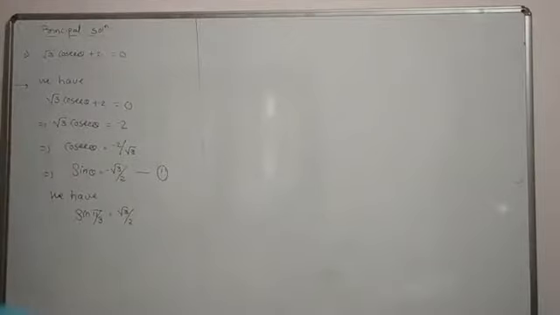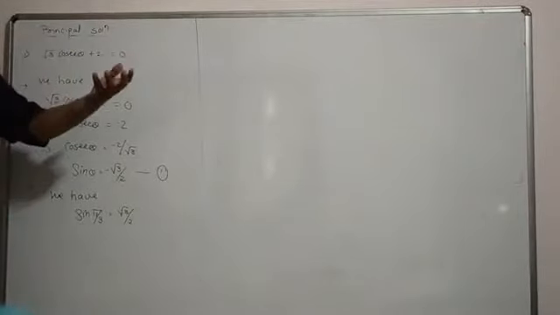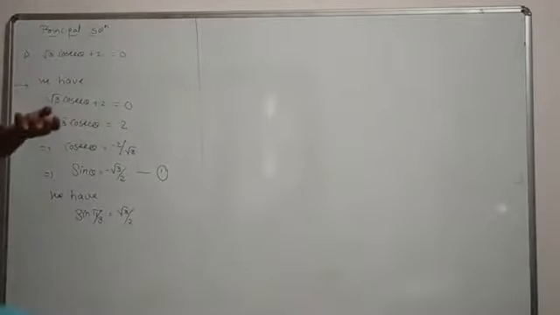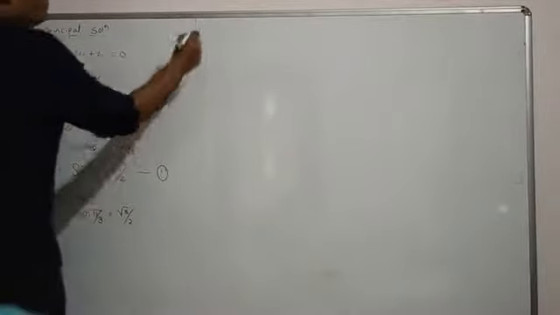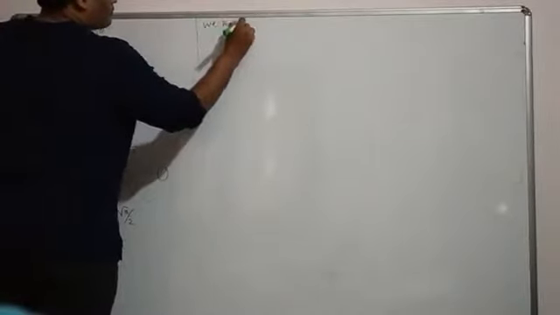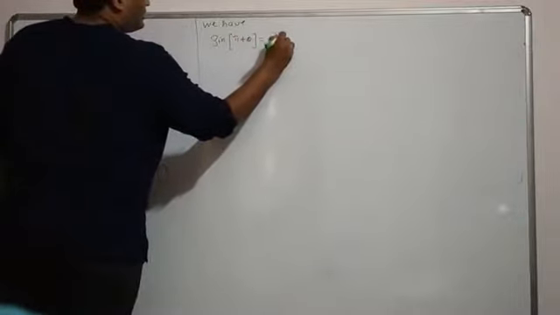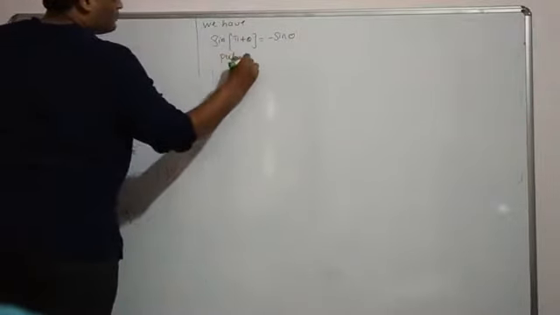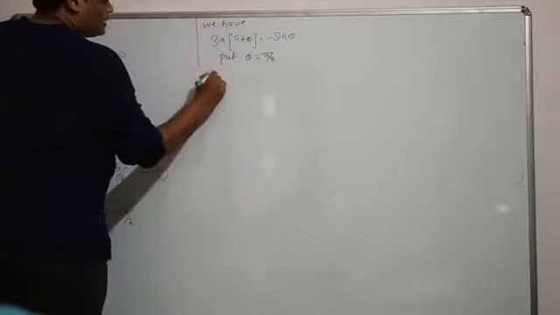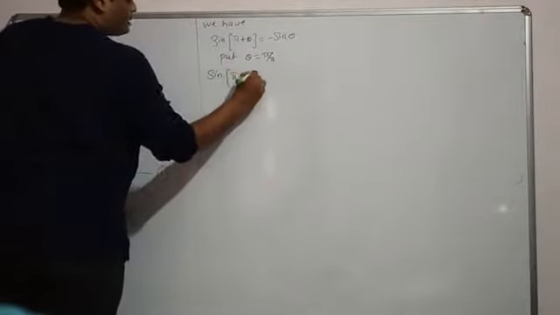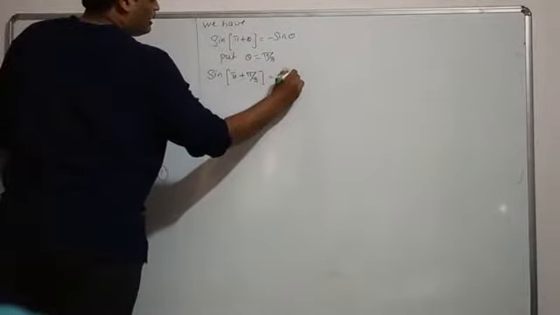So again, as in the last example, you know that sine is negative in the third and fourth quadrant. So you have to take this pi by 3 to the third and fourth quadrant. Now how will we go to the third and fourth quadrant? By adding this theta to pi and subtracting this theta from 2 pi. So we have sine of pi plus theta is minus sine theta. So put theta equal to pi by 3. What you have? Sine of pi plus pi by 3 is equal to minus sine pi by 3.